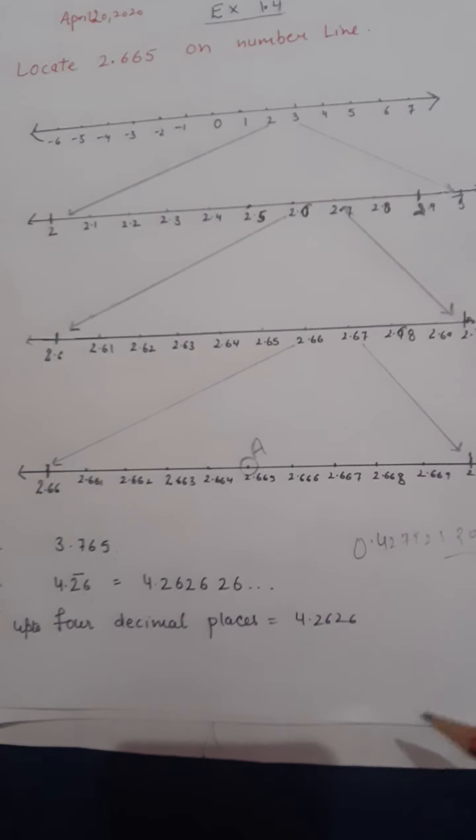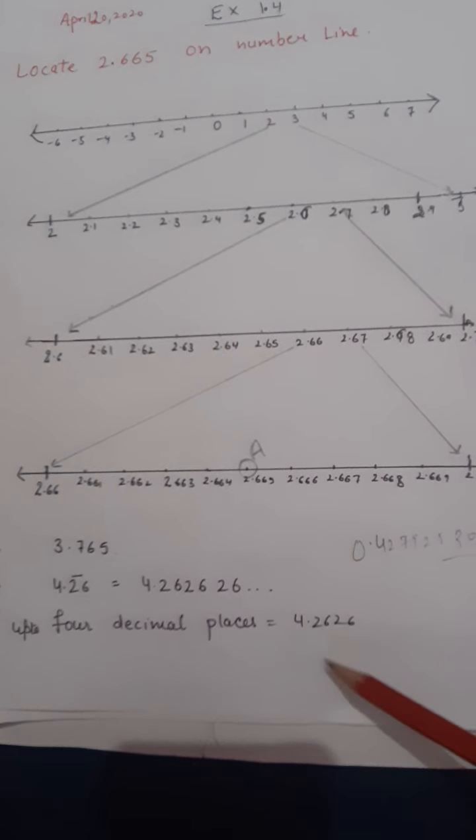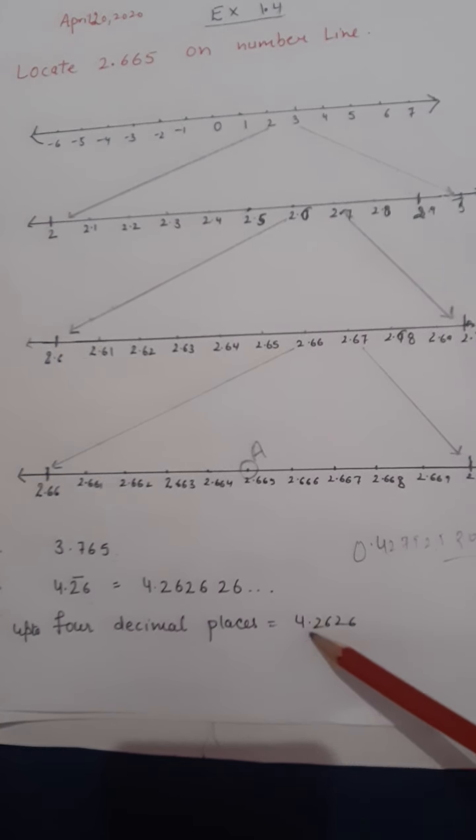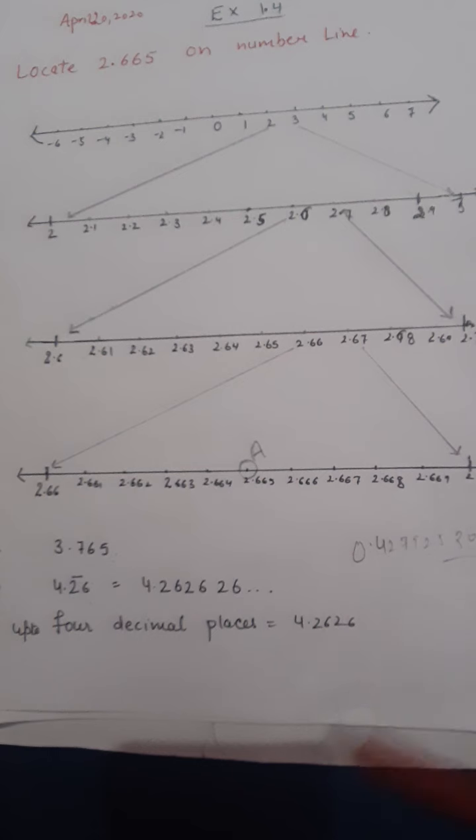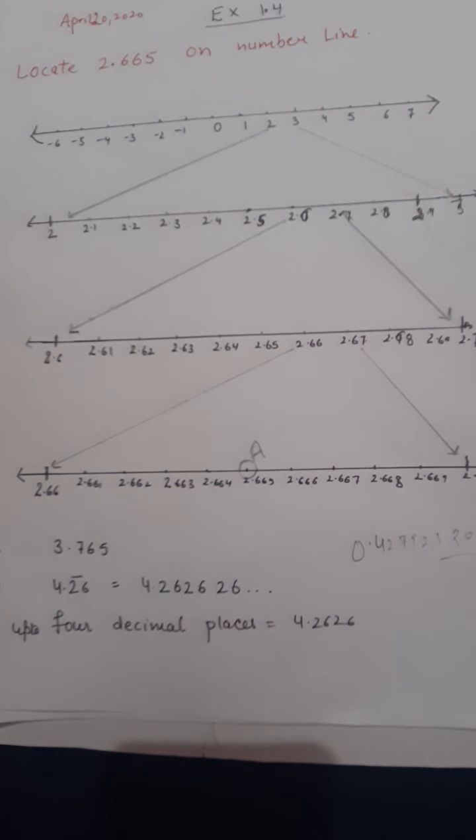So make the same number line, and the first number will lie between 4 and 5. 4.2 will lie between 4 and 5. Try to extend this like this only. The process will be the same. Do it in your fair copy and then show it to me.